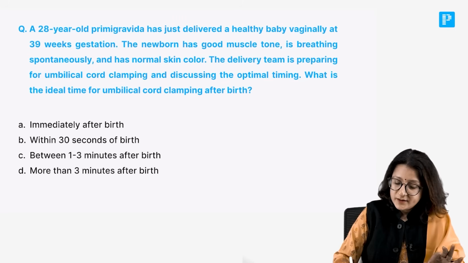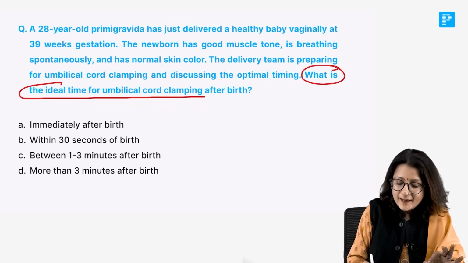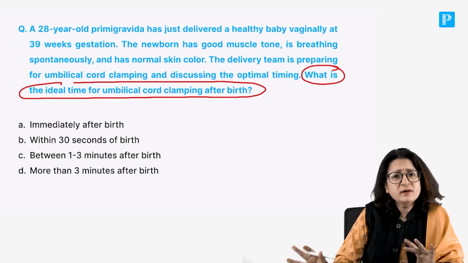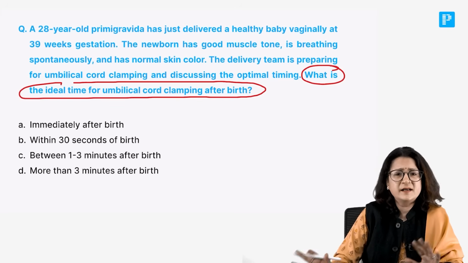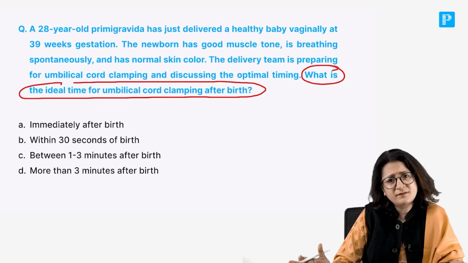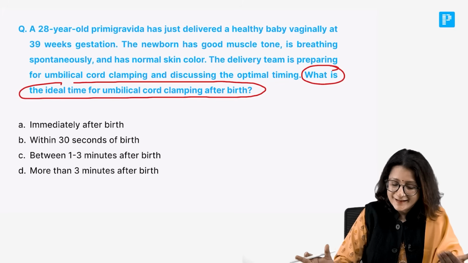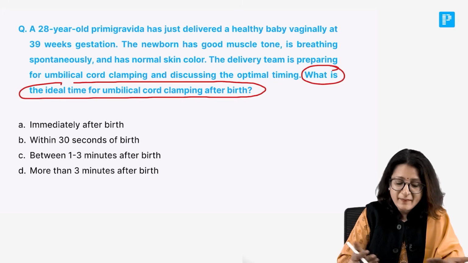Now look at this question. They're asking you, what is the ideal time for umbilical cord clamping after birth? Ideal time. So there's no need to rush for the cord clamping. Early cord clamping is not routine. What are we routinely doing for all vigorous babies, irrespective of their birth weight? Delayed cord clamping, right? And they are mentioning that, no?